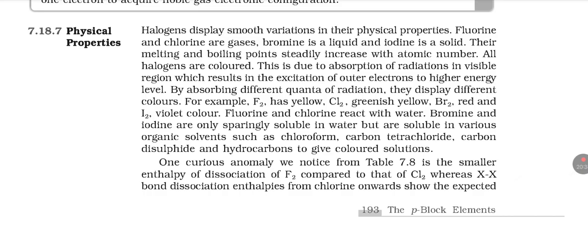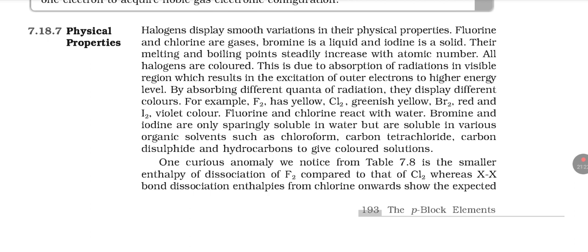Physical properties. Halogens display smooth variations in their physical properties. Fluorine and chlorine are gases, bromine is a liquid, and iodine is a solid. Their melting and boiling points steadily increase with atomic number. All halogens are colored. This is due to absorption of radiation in visible region, which results in the excitation of outer electrons to higher energy levels. By absorbing different quanta of radiation, they display different colors. For example, F2 has yellow, Cl2 greenish yellow, Br2 red, and I2 violet color.